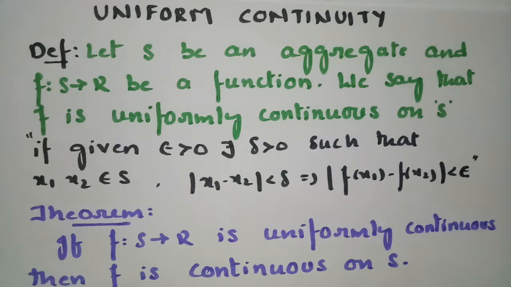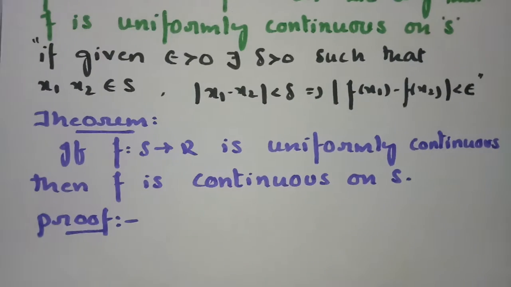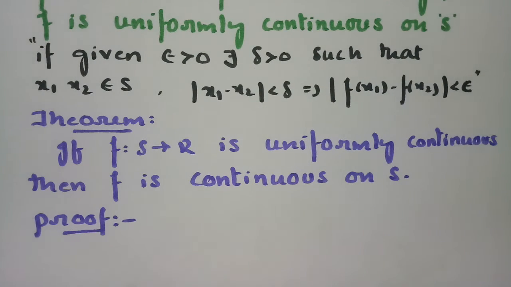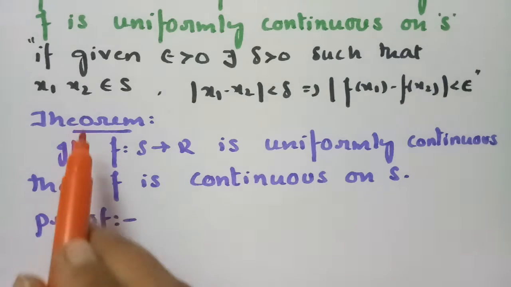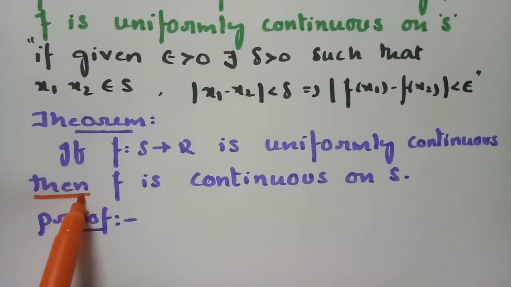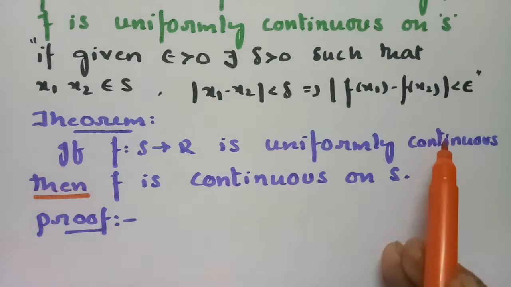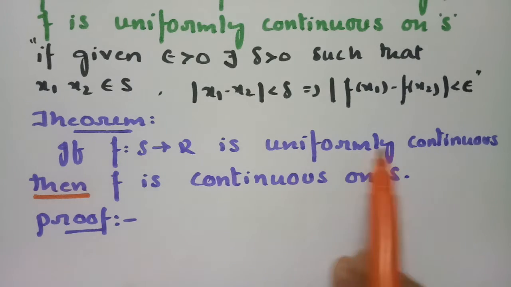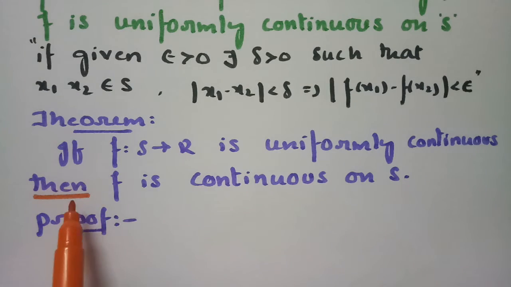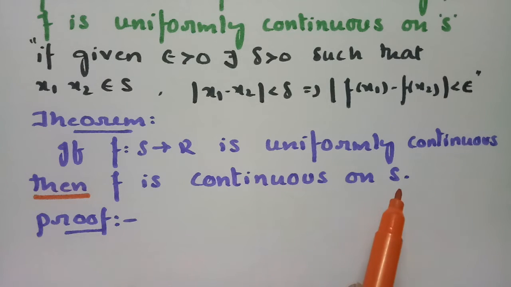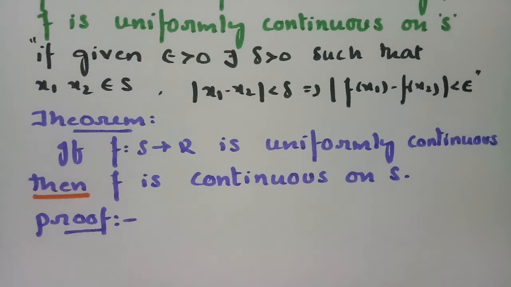So here, based on uniform continuity, there is a theorem. So what is this theorem? If f maps from S to R is uniformly continuous, then we have to prove that f is continuous on S. When it comes to a theorem, the word "then" plays a vital role. Before "then", it was given: the statement is given, f is uniformly continuous. After "then" we have to prove that f is continuous on S. We have to show that f is continuous on S.